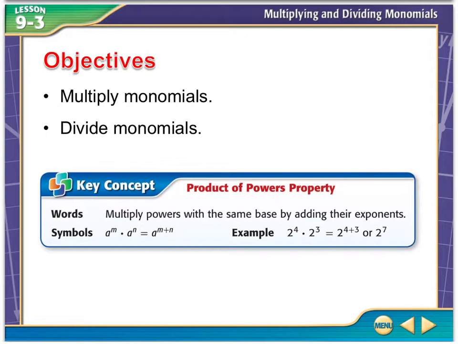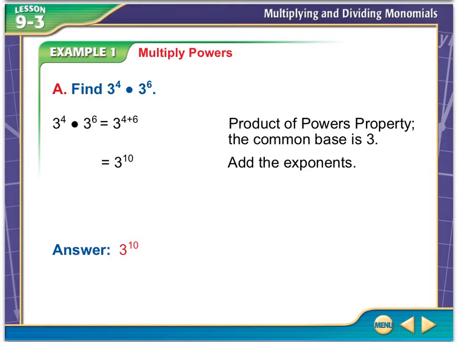An example of this would be 2 to the 4th power times 2 cubed is going to equal 2 to the 4th plus 3rd powers, or 2 to the 7th power. We're ready to move on to our first example, which is to multiply powers.